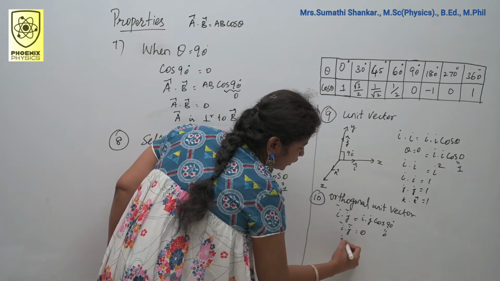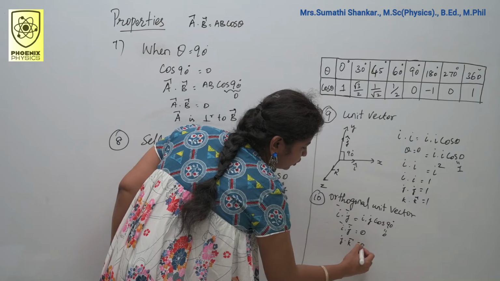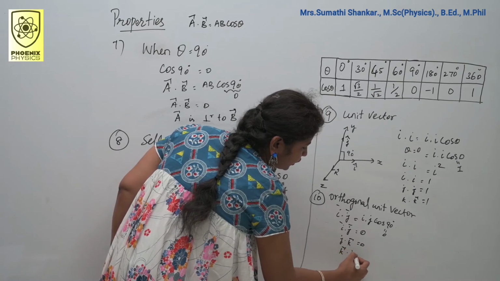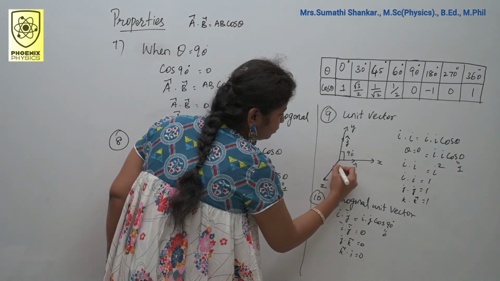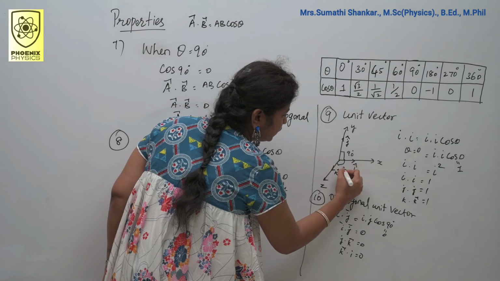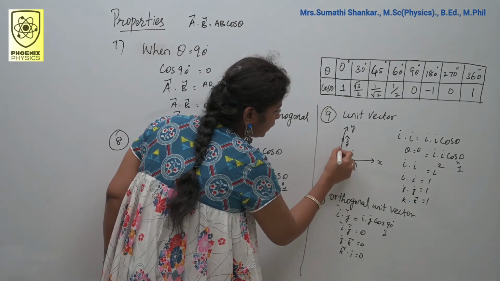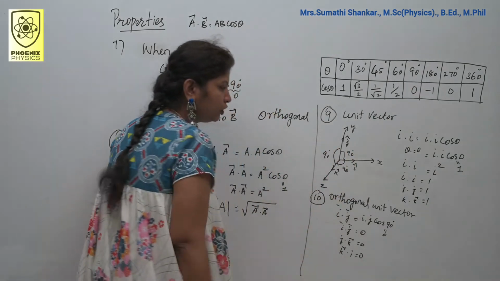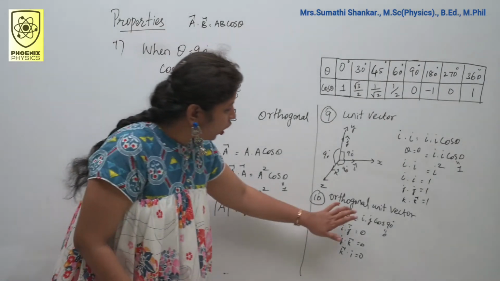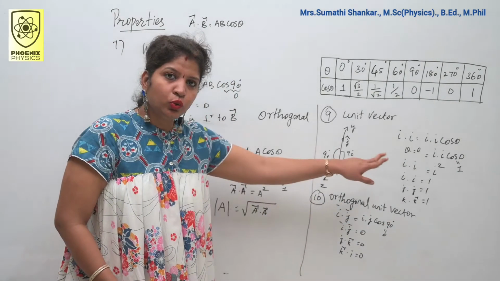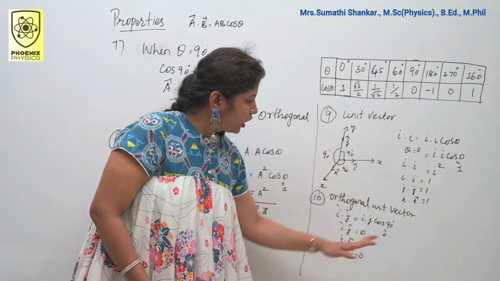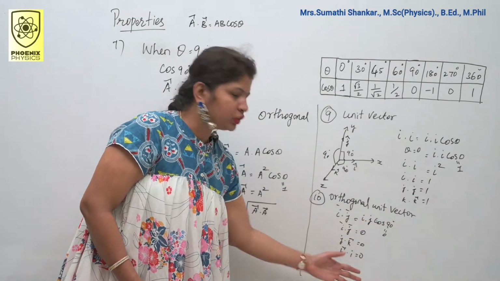Similarly, j dot k is equal to 0. Then k dot i is equal to 0. So the angle between k and i is 90 degree. The angle between j and k is 90 degree. Okay, so this is called orthogonal unit vectors. If it is a unit vector, it means 1. Orthogonal unit vectors mean 0.